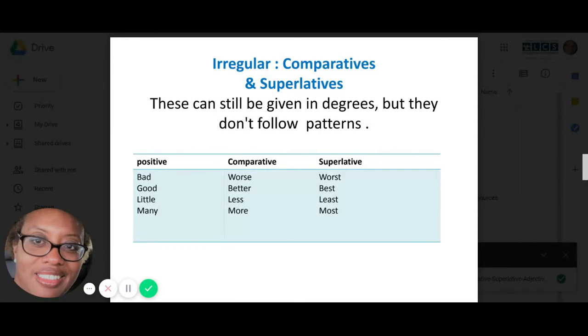It's bad, but something is worse, and then one of them is the worst of all. So you have bad, worse, worst. If something is good, something else could be better, and another thing could be the best. So it's by degrees. You have good, better, best, little, less, least, many, more, most. These are irregular because you cannot just add -er or -est to the comparative or superlative form of the word.